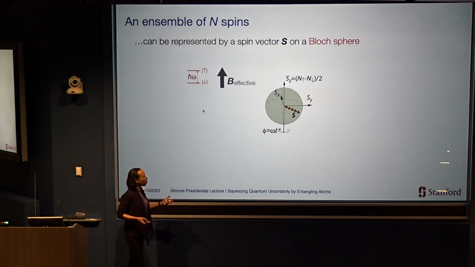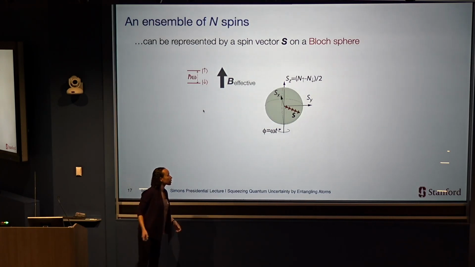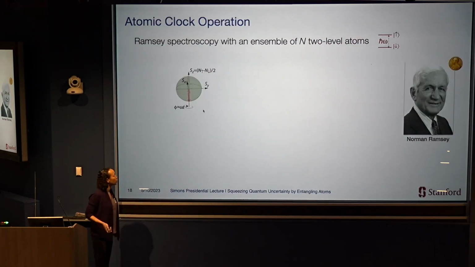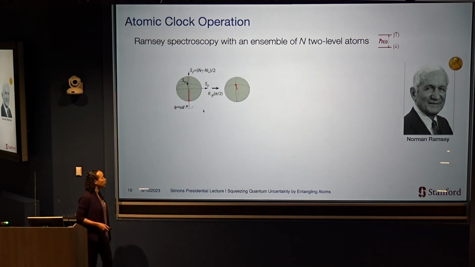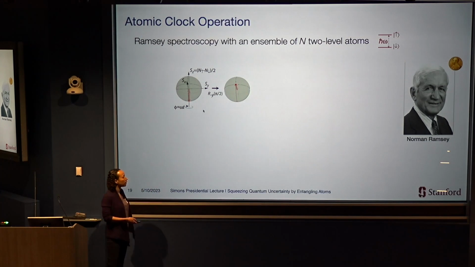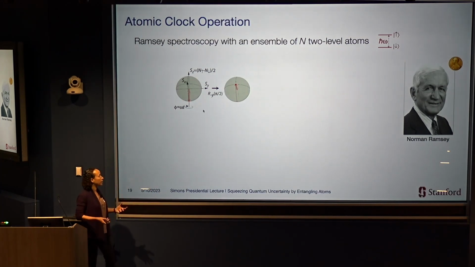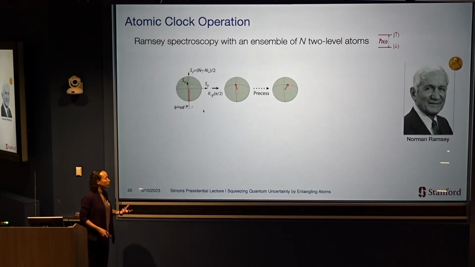OK, so the picture we have in mind is, if I have many atoms, I can represent that by some vector on a sphere. That's the sum of the orientations of these individual spins. And what we do is we start by preparing each of these two-state systems in a superposition of the two energy states, which is represented by some vector pointing in the xy plane here. And quantum mechanics tells us that that vector is going to precess at a rate that's given by the energy difference between the two states.